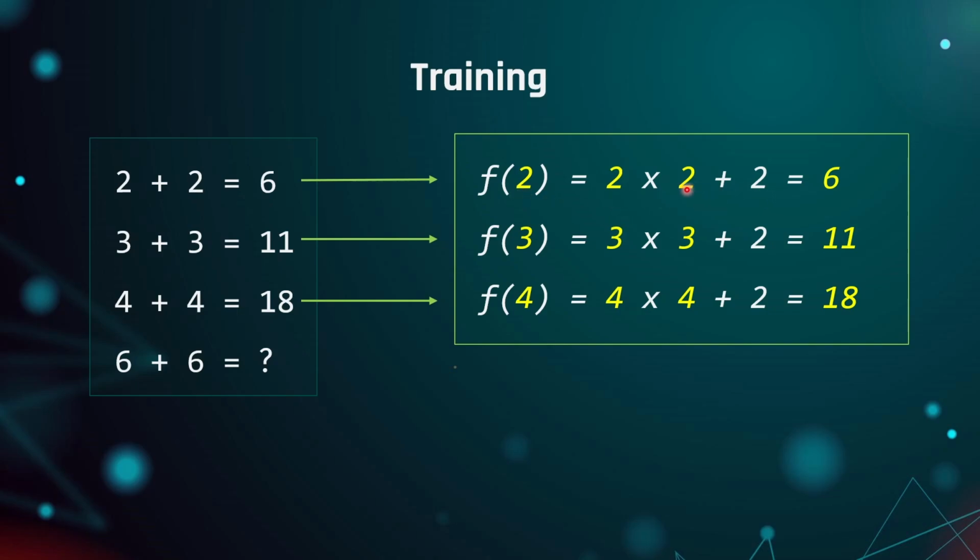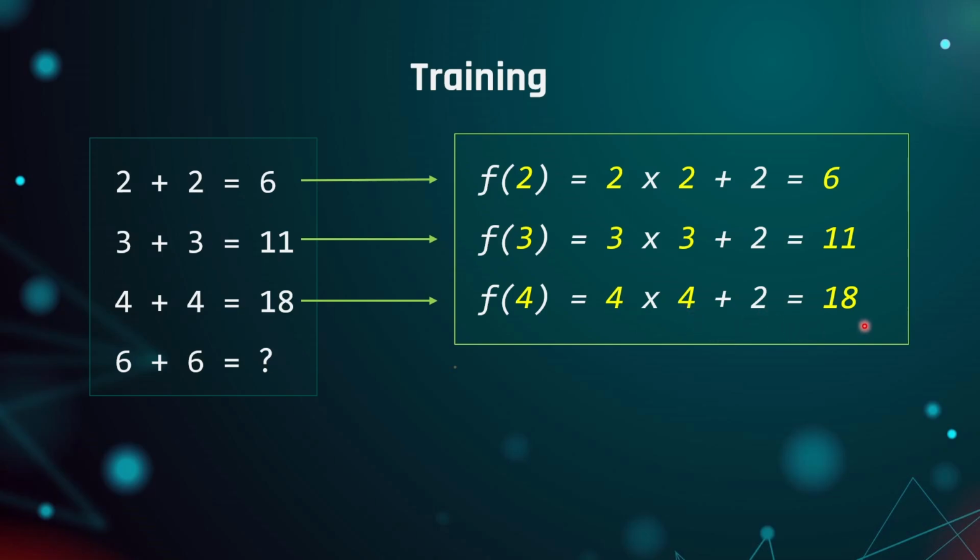2 times 2 plus 2, we get what? 6. Similarly, if our function takes as input 3, then what's the pattern? We basically multiply the number with itself again, like the previous one, and then we add what? 2 to get 11. And similarly, the third statement follows the same pattern. We multiply the number with itself and then we add a 2 to get what?